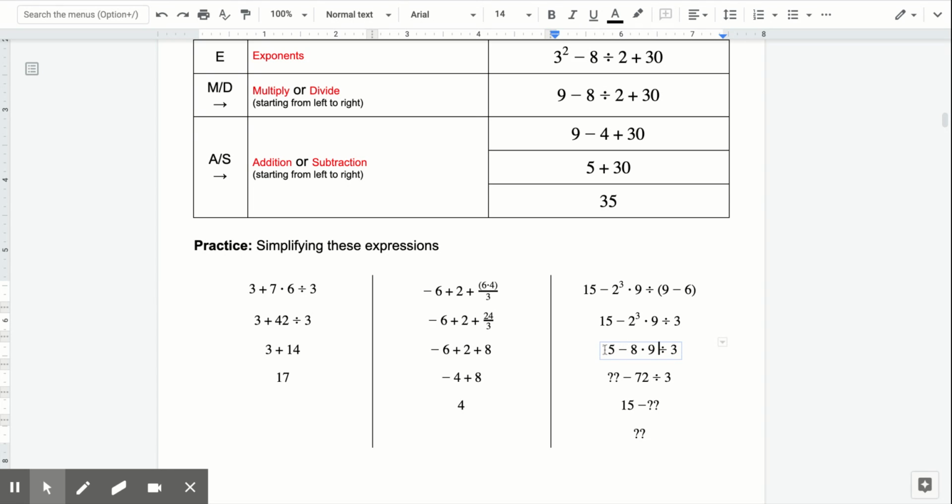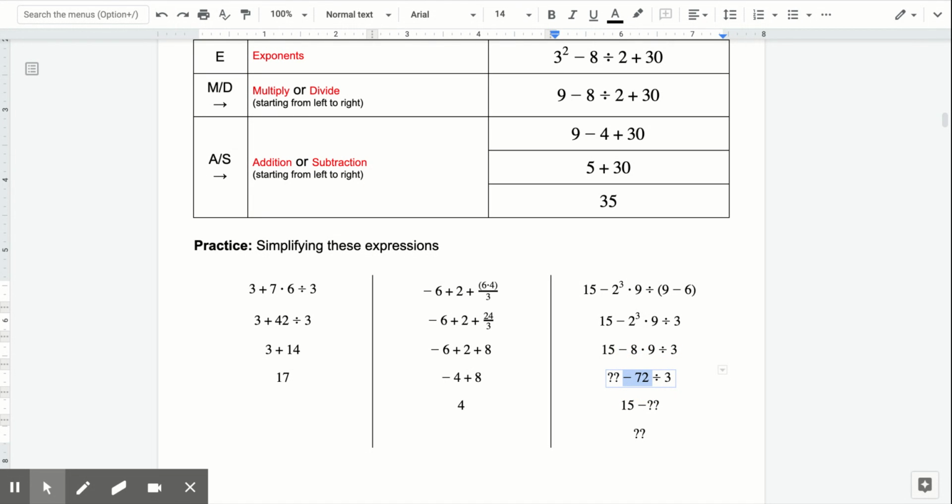So with multiplication and division, I start on the left and move to the right. I see we have a multiplication sign and we have a division sign. Start with whichever one you come across first, moving from left to right. So in this case, it is the negative 8 times 9. So negative 8 times 9 gives us our answer of negative 72.